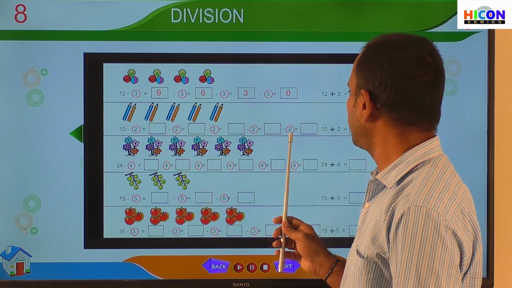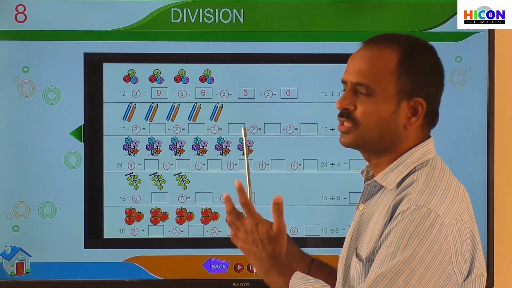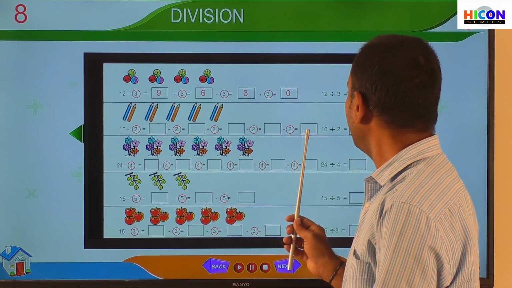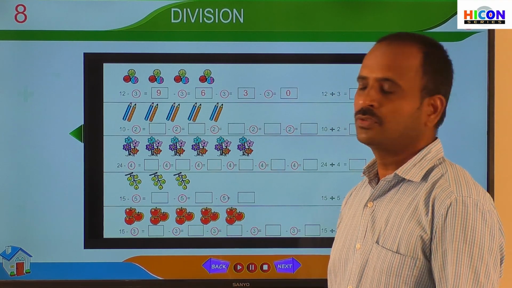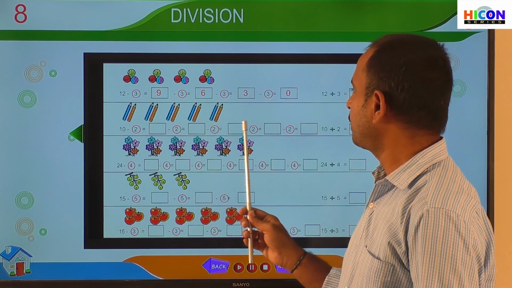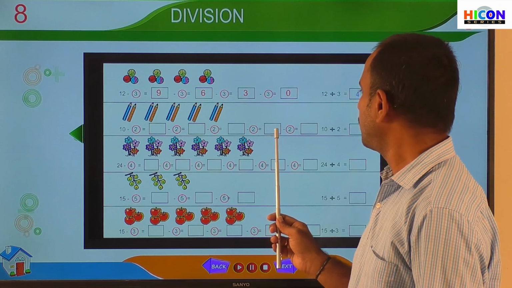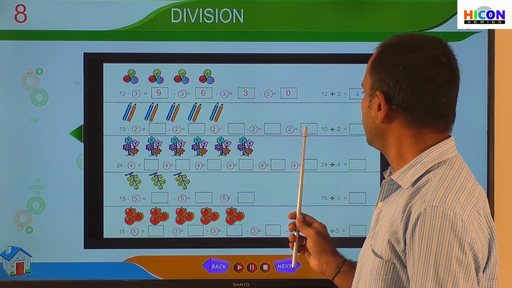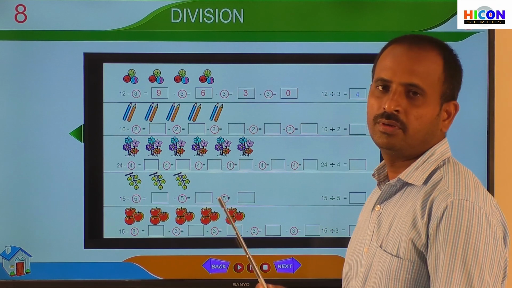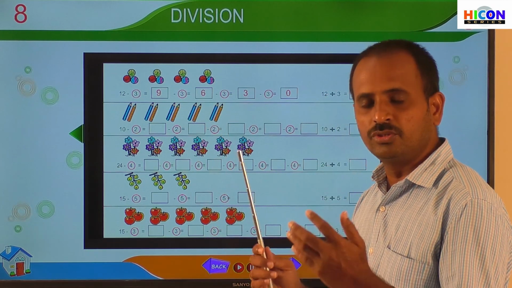So again subtract 2. Children, remember, in this way we have to subtract a number repeatedly from the given number until we get 0. If we get 0, then count the number of times we have subtracted the number. Here we have got the answer 2. If we subtract 2 from 2, we will get 0. That means how many times have we subtracted the number 2? 4, 5. So we have subtracted the number 2 five times to get 0.